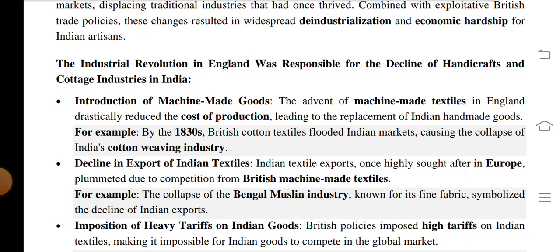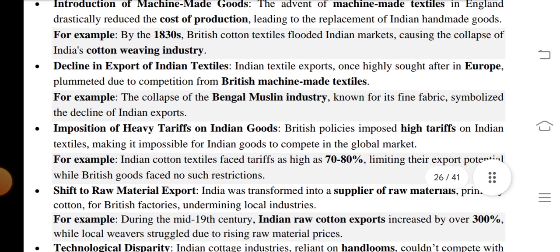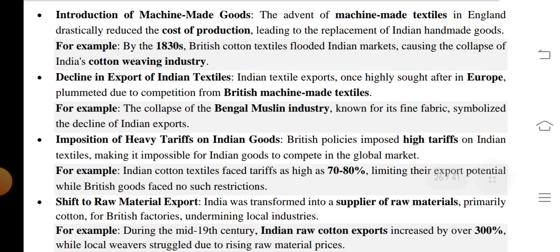The Industrial Revolution in England was responsible for the decline of the handicraft and cottage industries in India. The introduction of machine-made goods, the advance of machine-made textiles in England, drastically reduced the cost of production and led to the replacement of Indian handmade goods.